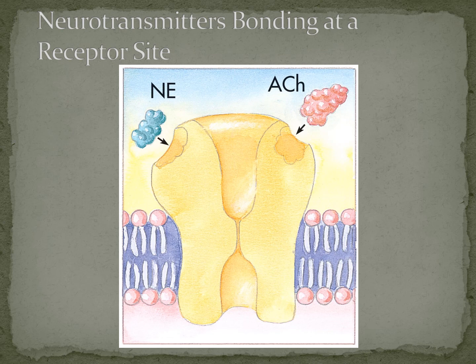Here's a picture of different ones, how they can look different. A neuron has different receptor sites, and each one is going to fit a different key. Depending on which neurotransmitter you have, this one's going to fit here, and this one's going to fit here. This one can't fit into this one because it's not the right key.